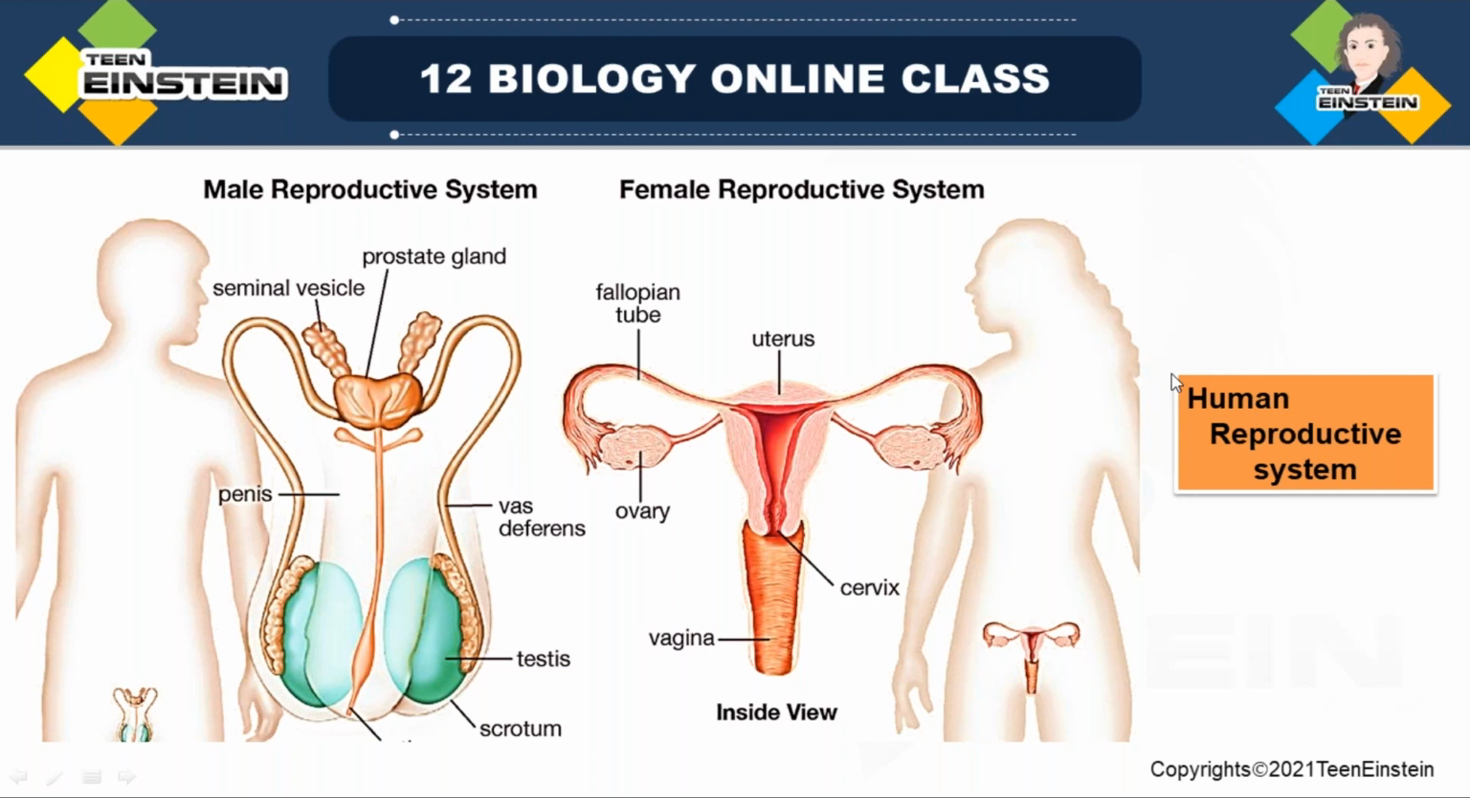And the Leydig cells, we have learned about Sertoli cells, Leydig cells and all. Leydig cells, which are present outside the seminiferous tubule, will synthesize and secrete the testicular hormone called androgen. And the male external genitalia is the penis. Right? So that's all about the male reproductive system.